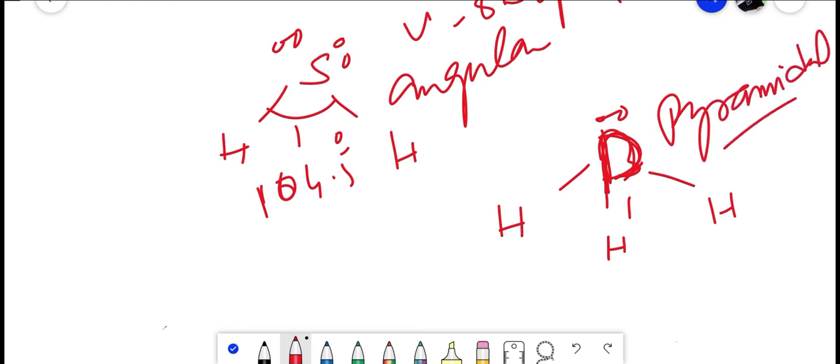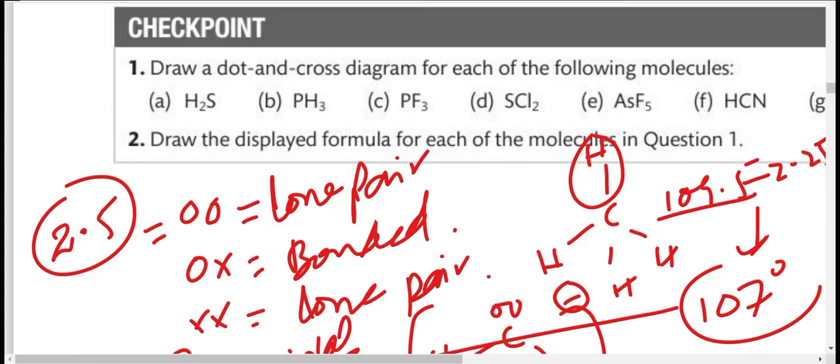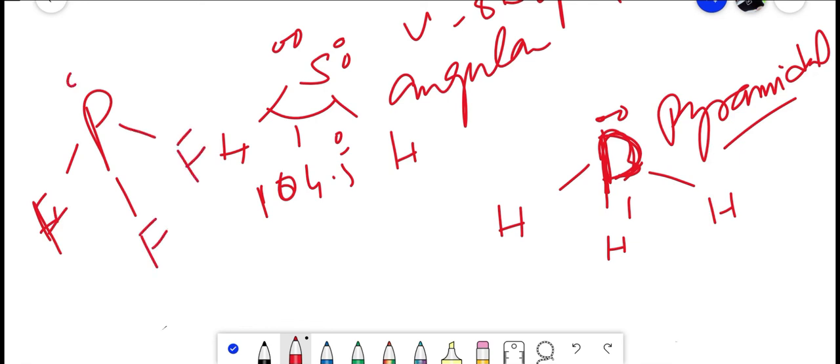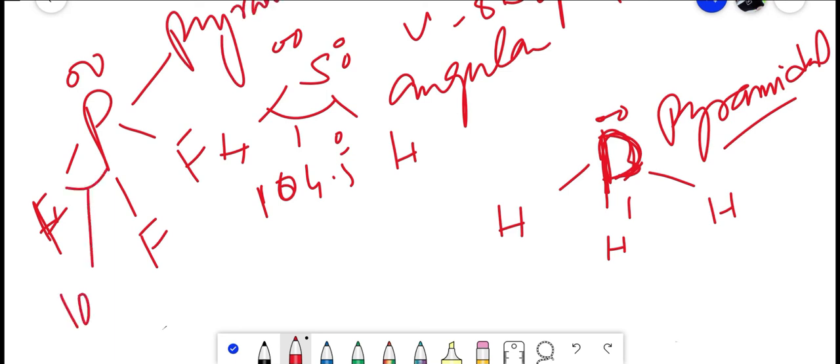Okay. Moving on to the structure PF3. Again, phosphorus is there, P in the middle, with one fluorine, second fluorine, third fluorine. It's again pyramidal. The bond angle is 107 degrees.